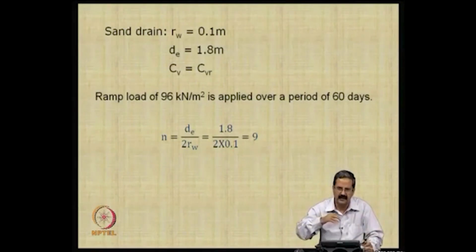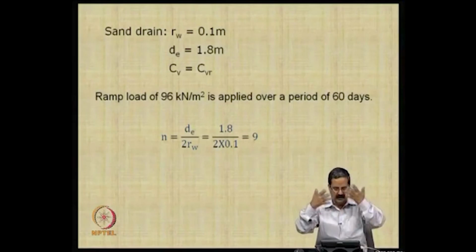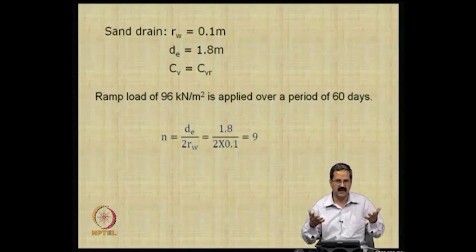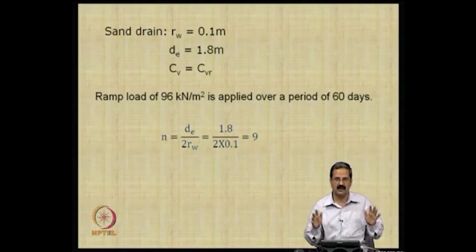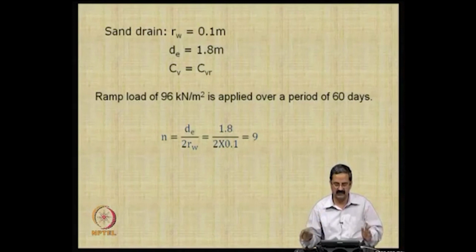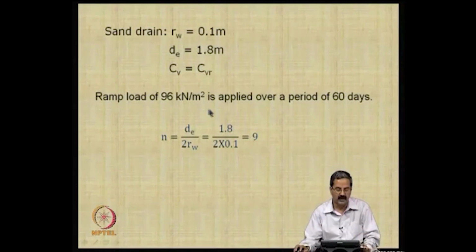If you suddenly apply the load, there is a shear failure, and then you can't use the area. It is something very bad, it totally collapses, so it will not take any load. That is not a requirement here, that is in fact a dangerous situation. So what we do is apply a ramp load slowly, we call it ramp load, of 96 kN per square meter over a period of 60 days.